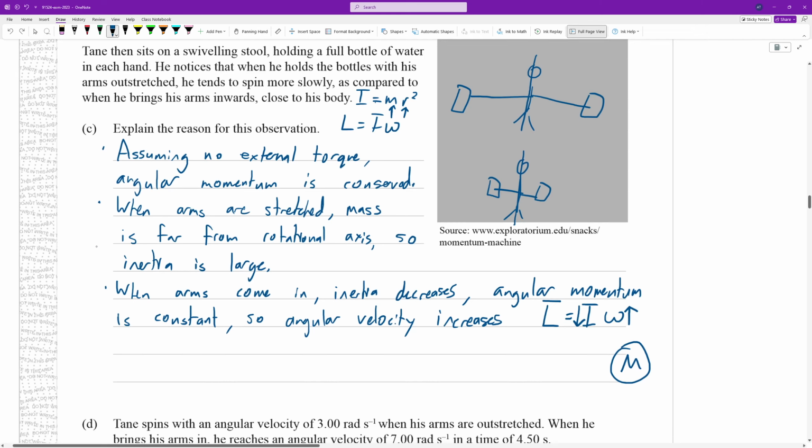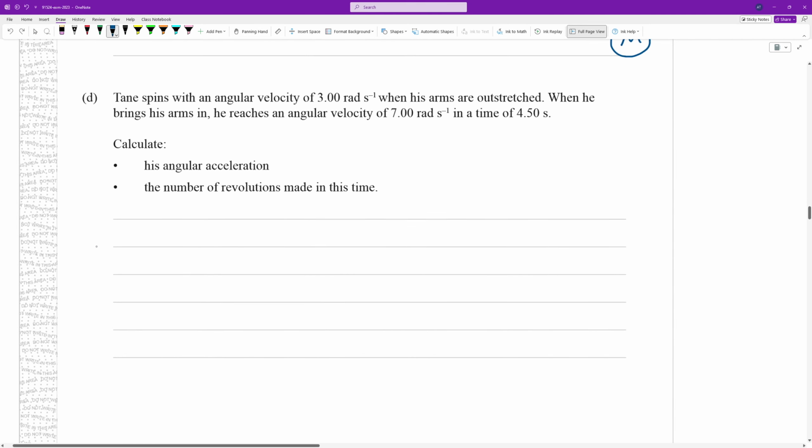Yep. All right. And lastly, Tane spins with an angular velocity of 3 radians per second. When he brings his arms in, he increases his speed. Okay, that makes sense. In a time of 4.5 seconds. So this is a rotational kinematics problem because we're given some initial angular velocity, some final angular velocity, and the time it took to reach that final speed. We're asked to calculate his angular acceleration, which is denoted by alpha, and the number of revolutions made in this time.